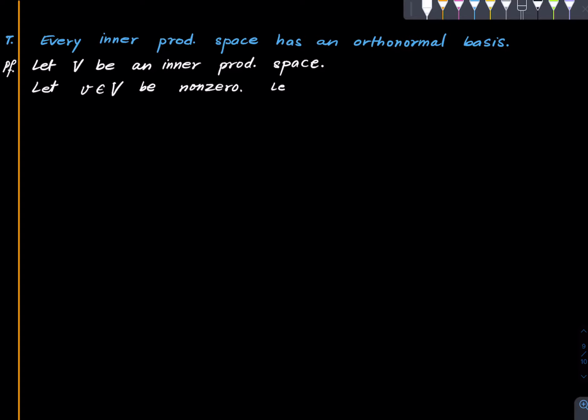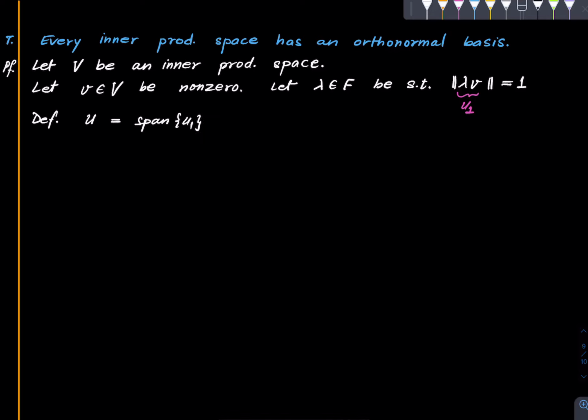So let lambda in the base field be such that this has norm 1. If it did not have norm 1, you can always scale it to make it norm 1. And let us call this thing u1. So u1 is a unit norm vector in the vector space. Define capital U as the span of u1.